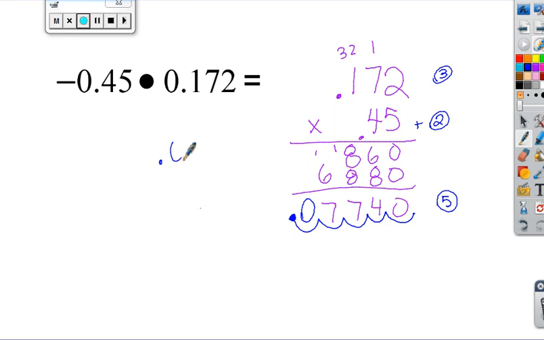So then I'm going to write my answer over here. I don't need that last 0 on the end. I can have it if you want to, but it's not necessary. But there is something that is. If I have a negative number and I multiply it by a positive number, my answer is definitely going to be negative.